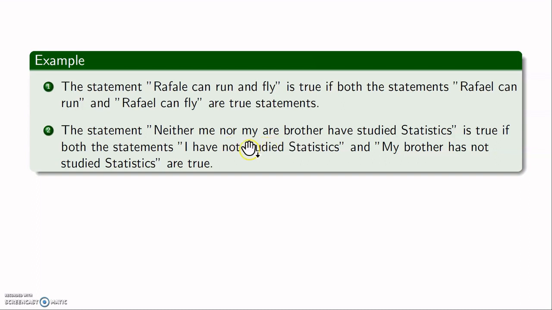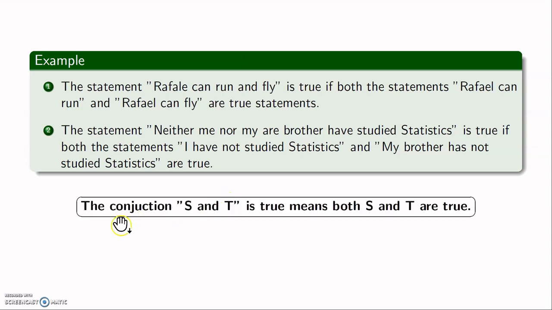This will be a true statement if both the statements, I have not studied statistics and my brother has not studied statistics, are true statements. So the conjunction S and T is true means both S and T are true. Both S and T have to be true for a conjunction to be a true statement.